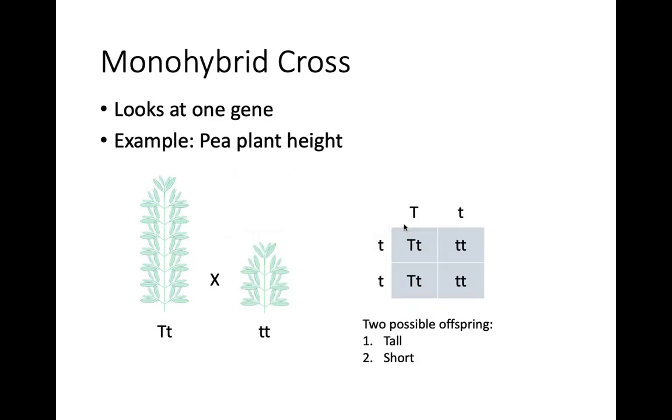To start, let's remind ourselves what a monohybrid cross is. That's where we're looking at one gene. For example, in pea plants, height is controlled by one gene, and there are just two phenotypes. A plant can either be tall or it can be short. If you know the genotypes of the parents, that's when you can do a Punnett square to determine the probabilities of the offspring having either of these two phenotypes.